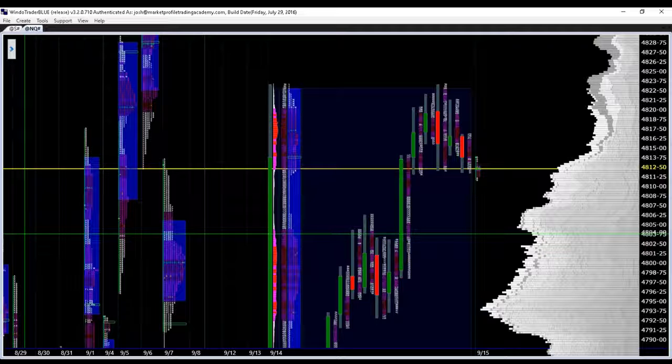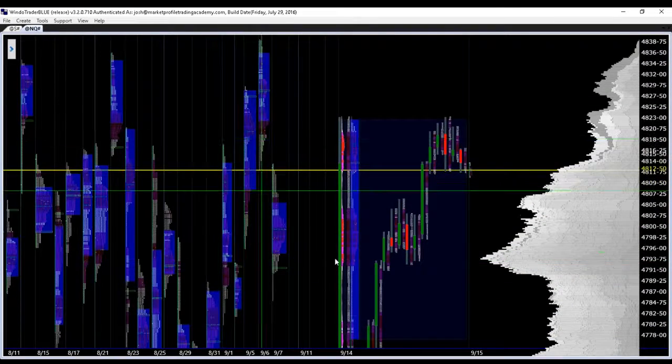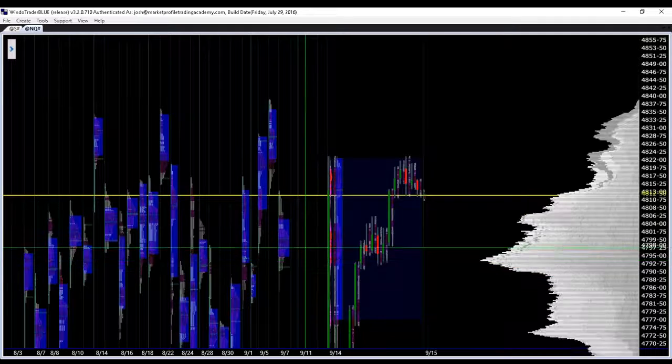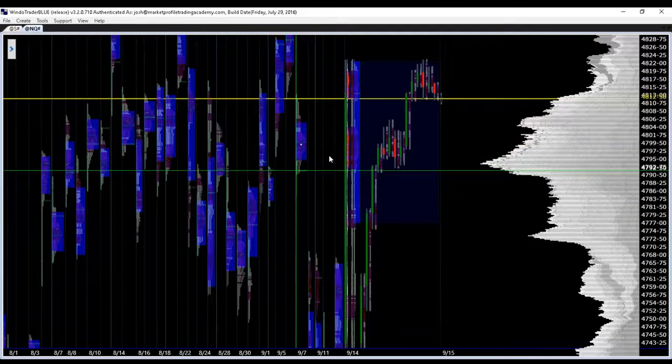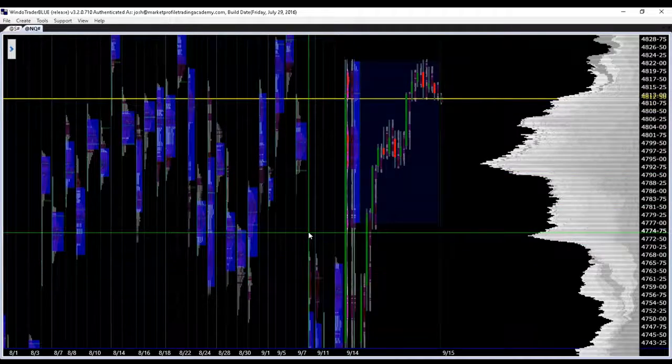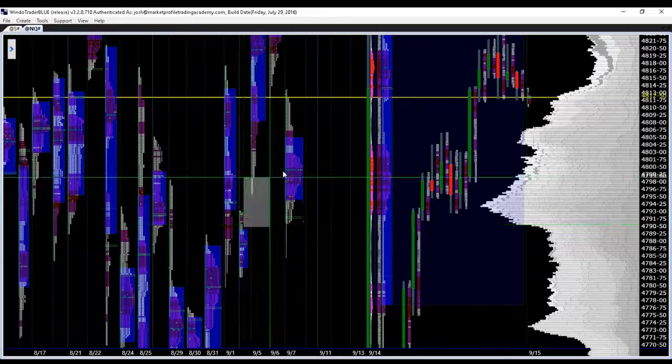Another question is, can you make your own custom profiles according to data sets like you can in Investor RT? Yeah, absolutely. I can take, for example, another reason why I was looking at 22 as a level: that was the point of control, the volume point of control.